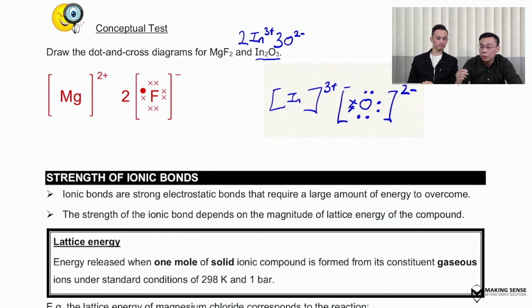And the last thing you should do is to just add the coefficients in. So there are 2 indium ions and 3 oxide ions. Right, so this would be the dot and cross diagram for In2O3.